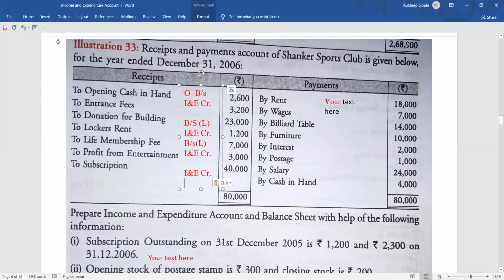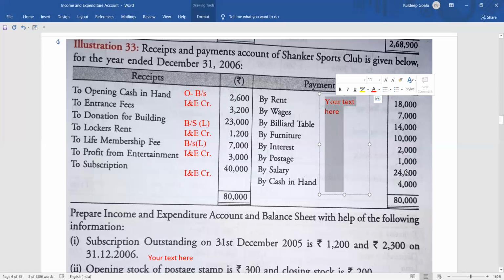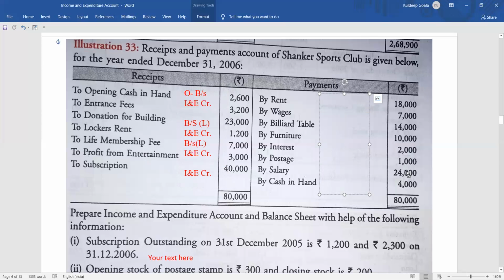Now moving to the payment side, we'll start with rent. As we can see, the first item, that is rent, it will go in the income and expenditure account. Which side? Debit side, right? Because it is an expenditure. Now coming to the next one, wages. This will also go in the income and expenditure account expenditure side.